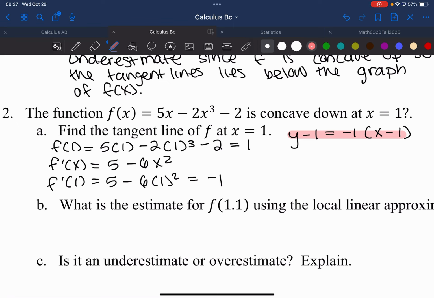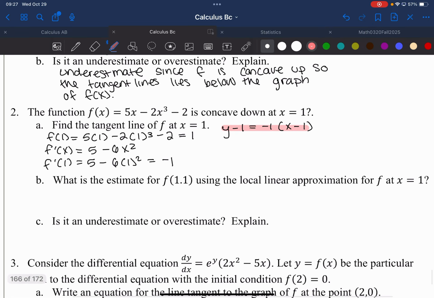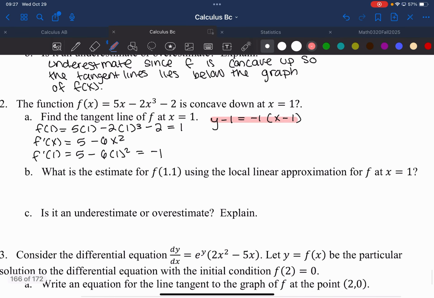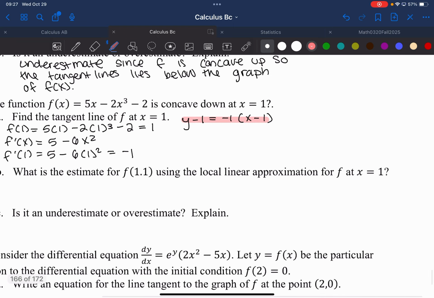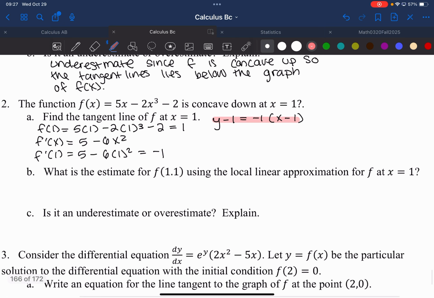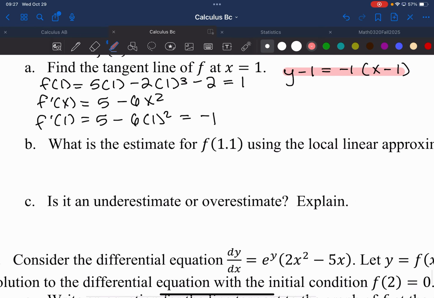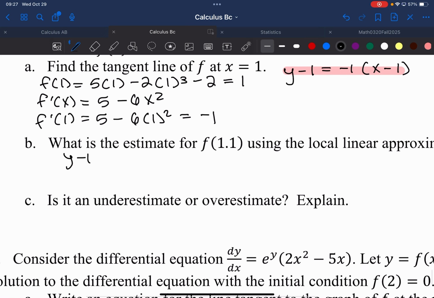Okay. Part B says, what is the estimate for f of 1.1 using the local linear approximation of f at x equals 1? Remember, all we do is take the tangent line, and we're going to use that and plug in 1.1 for x to get our approximation. Okay, so I have y minus 1 is equal to negative 1 times (x minus 1). I'm just going to get y by itself, so y is equal to negative 1 times (x minus 1) plus 1.